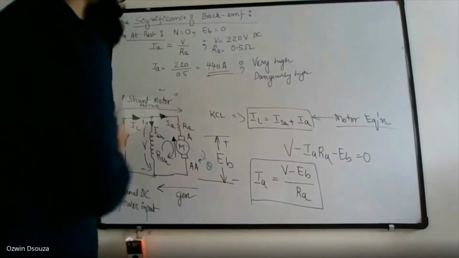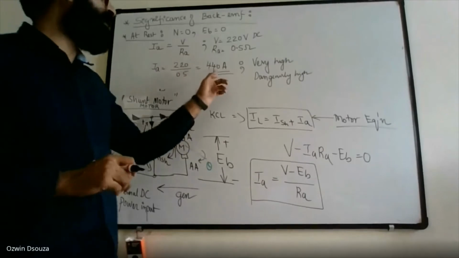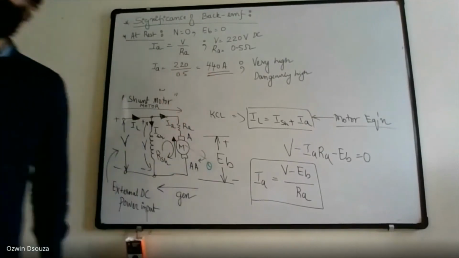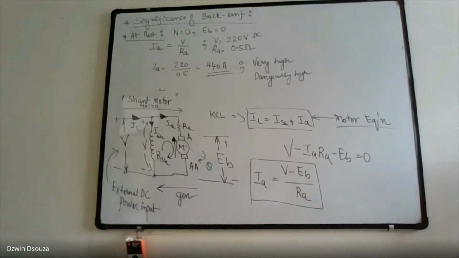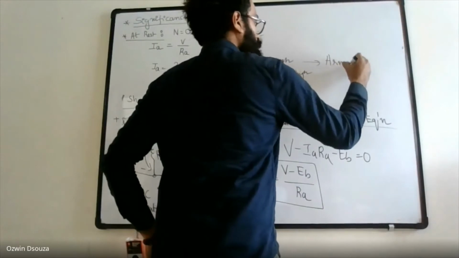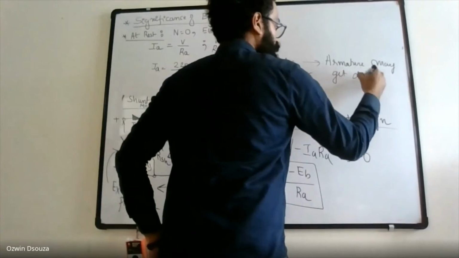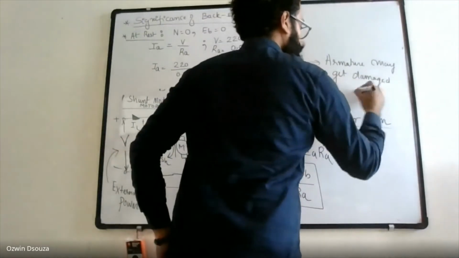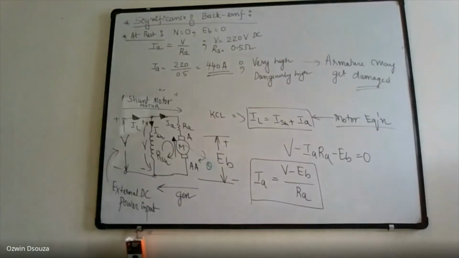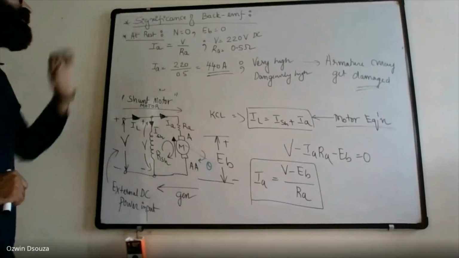So what you have seen is that in the absence of back EMF, your motor draws very high current, which is as high as 440 amperes. So due to this very high current, the armature can get damaged. So this is the very important significance of back EMF.